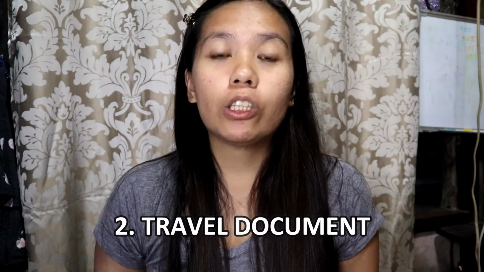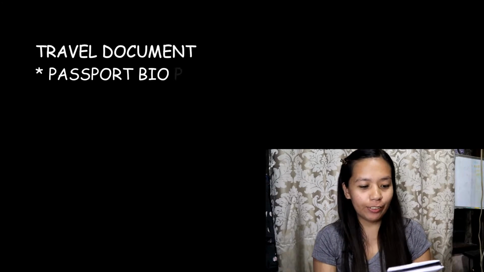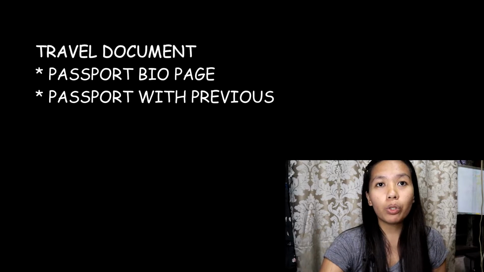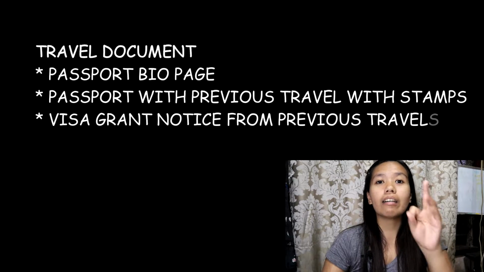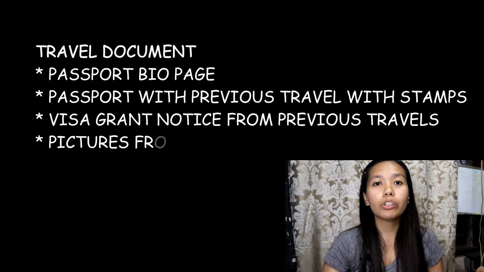And then second is the travel document, nandun ang inclusion ng passport. Sa category na travel document, ang nilagay ko is the scan copy of my passport, passport with my previous travel, yung may mga stamp na. So in-include ko. And then visa grant notice from my 2017, yung grant notice ng visa ko last, kasi pang third ko na ito na attempt na mag-travel. So the first visa grant notice, in-add ko as an evidence. And my 2018 visa, in-add ko din yung grant notice. And then the fourth is the pictures from my previous travel.